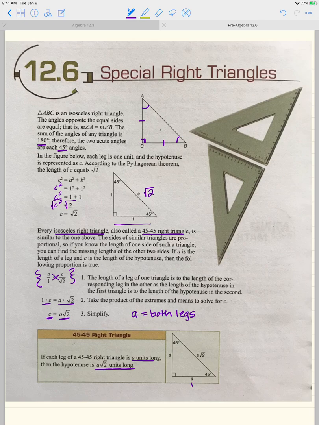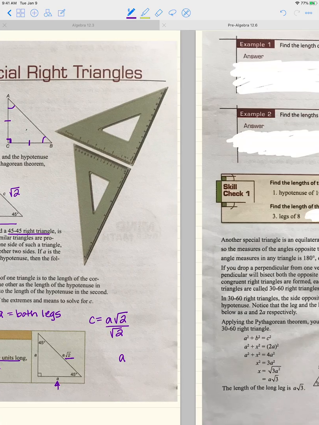No matter what A is, the hypotenuse is A times the square root of 2, okay? That also means that if the hypotenuse is A times the square root of 2, and you know the hypotenuse, how do you figure out the length of the side? You just divide by the square root of 2, and you know that then the length is A, okay?